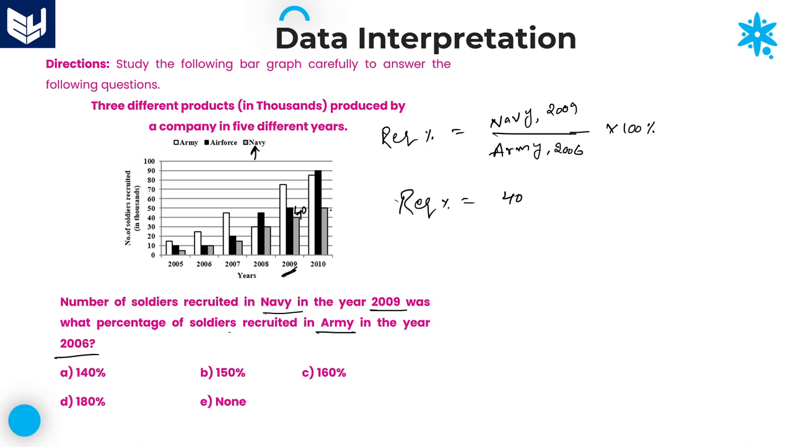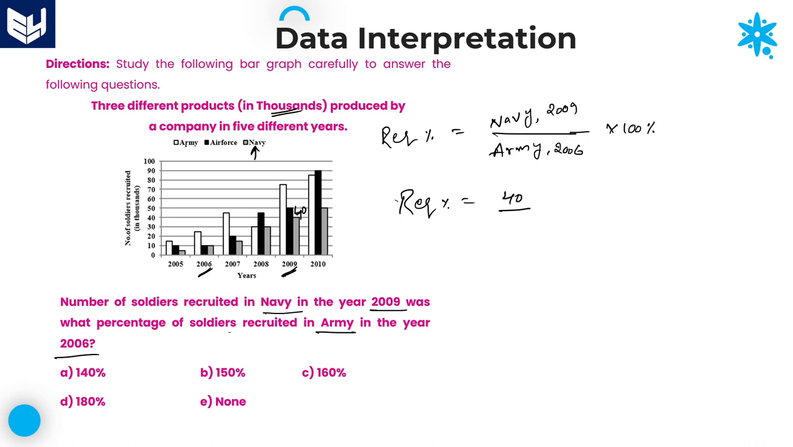As every value is given in terms of thousands, there is no need to write it into 1000. Why? Because the denominator is also into 1000, both values will cancel. And next, 2006, that is this one.